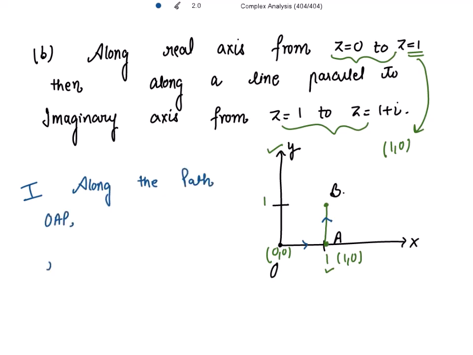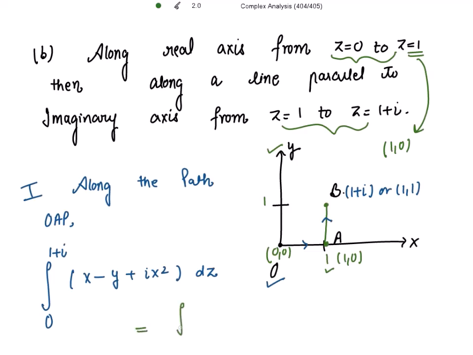OAB, that is the integration is from 0 to 1 plus iota, or the point (1, 1). So 0 to 1 plus iota, and the integrand is x minus y plus iota x square dz, which is further equal to, we are going to split this path from O to A and then from A to B. So along path OA and then along the path AB.